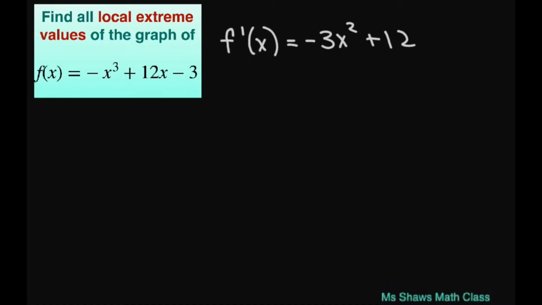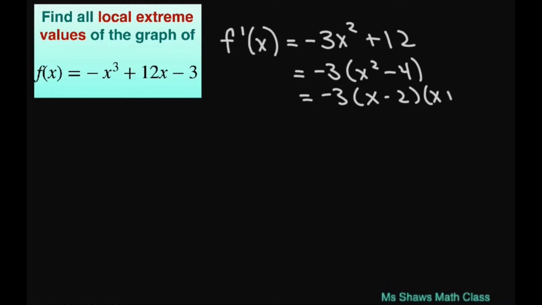Now let's factor out negative 3, and that's going to give you x squared minus 4, which equals negative 3 times x minus 2 times x plus 2. So we're going to look at where f prime of x is 0. So I set this to 0, and we have x equals 2 or x equals negative 2. Now let's find our values for that.